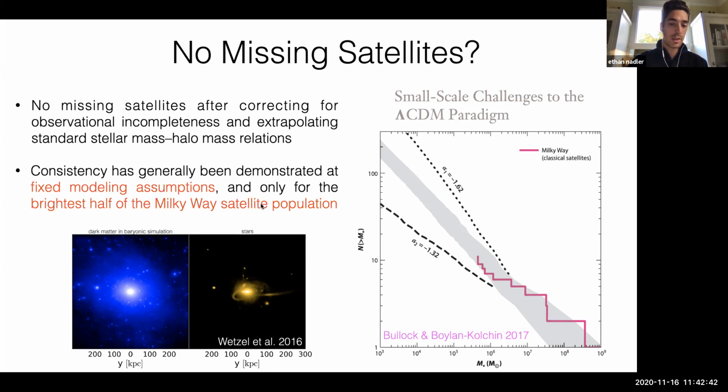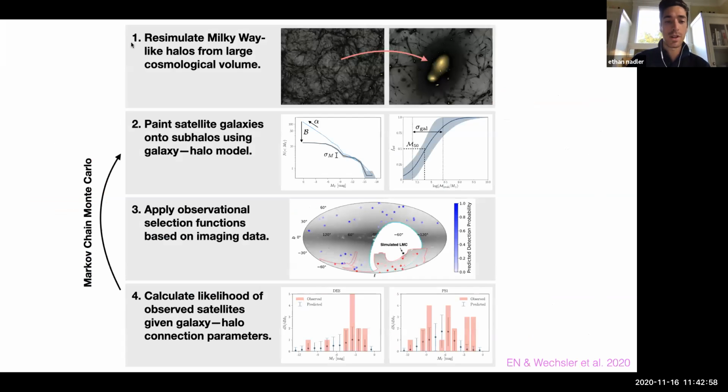And moreover, it's only been demonstrated usually for the brightest half of the Milky Way satellite population, usually the classical satellite galaxies and those discovered by Sloan. So not including that population discovered by DES. So this kind of situation is what led us to develop the modeling framework that I'll be telling you about.